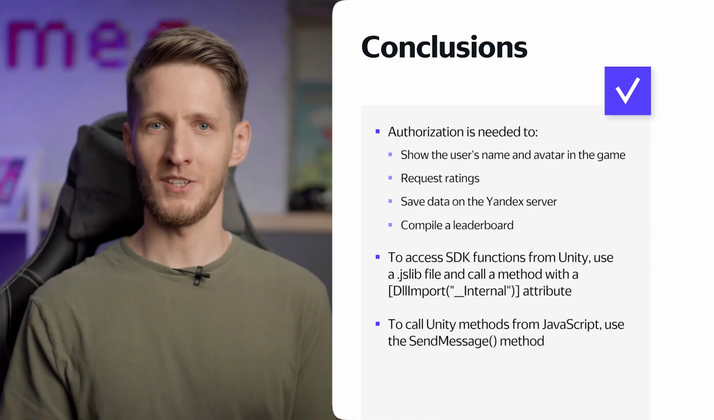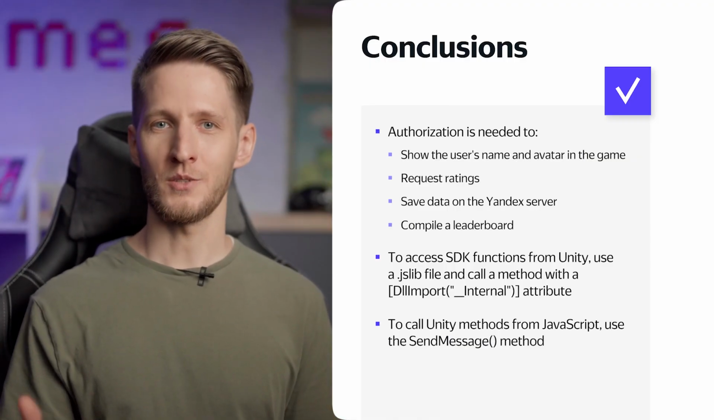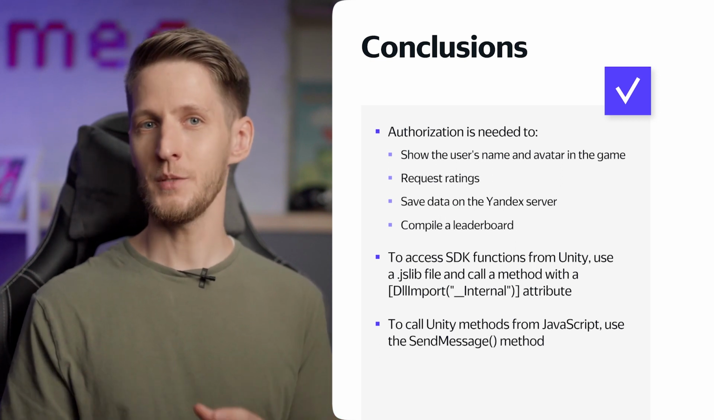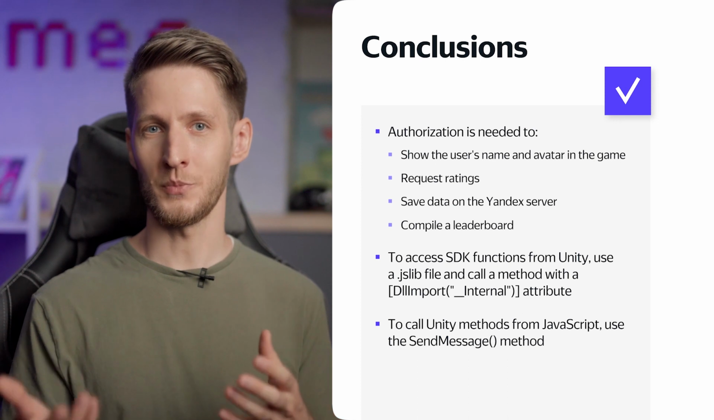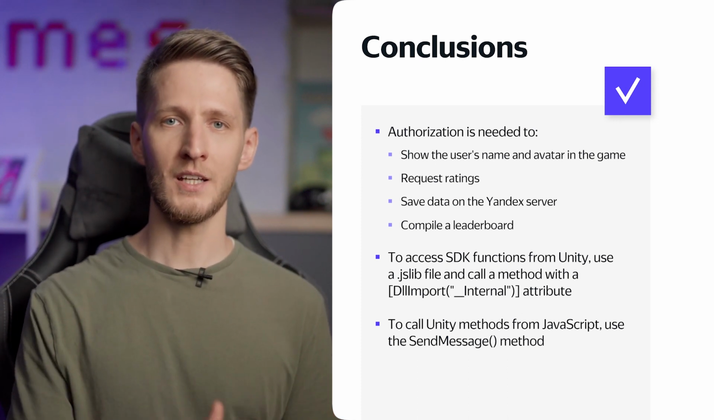Great! We've learned the most important thing for working with the Yandex platform: setting up information exchange. We now know how to call JavaScript functions from Unity, which is done using a JSLib file and a method with the DLL import attribute. We can also call Unity functions from JavaScript via the sendMessage method.